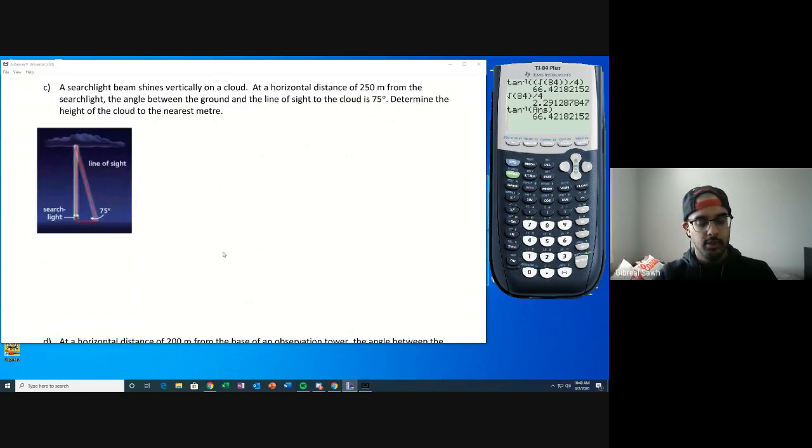So a searchlight beam shines vertically on a cloud at a horizontal distance of 250 from the searchlight. The angle between the ground and the line of sight is 75 degrees. Determine the height of the cloud to the nearest meter. So here's my light. It's shining up, it hits a cloud. That light comes back down to 75. It reflects off of it.